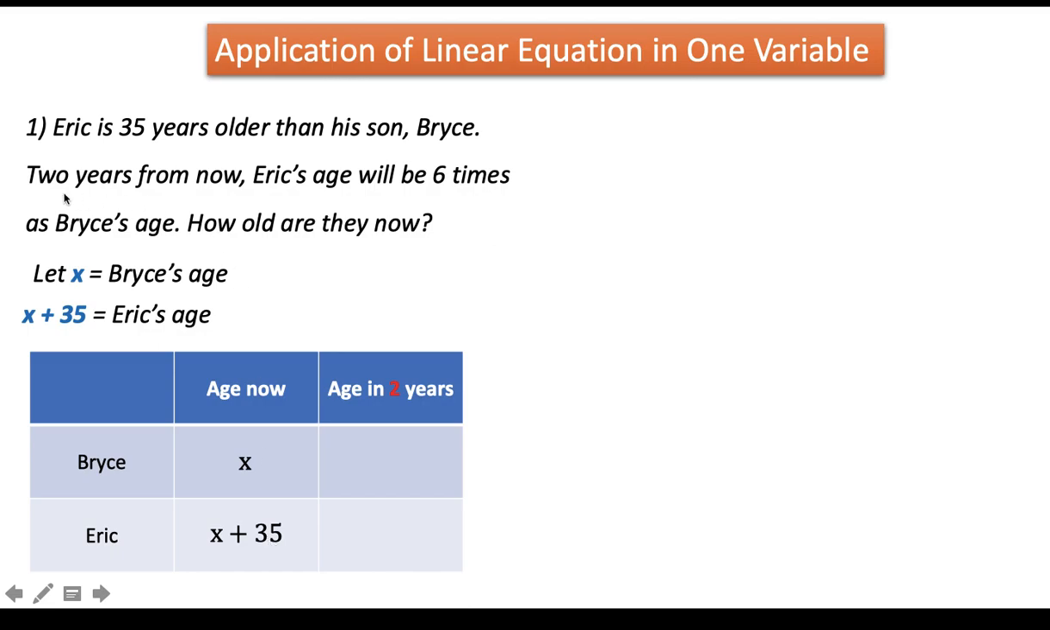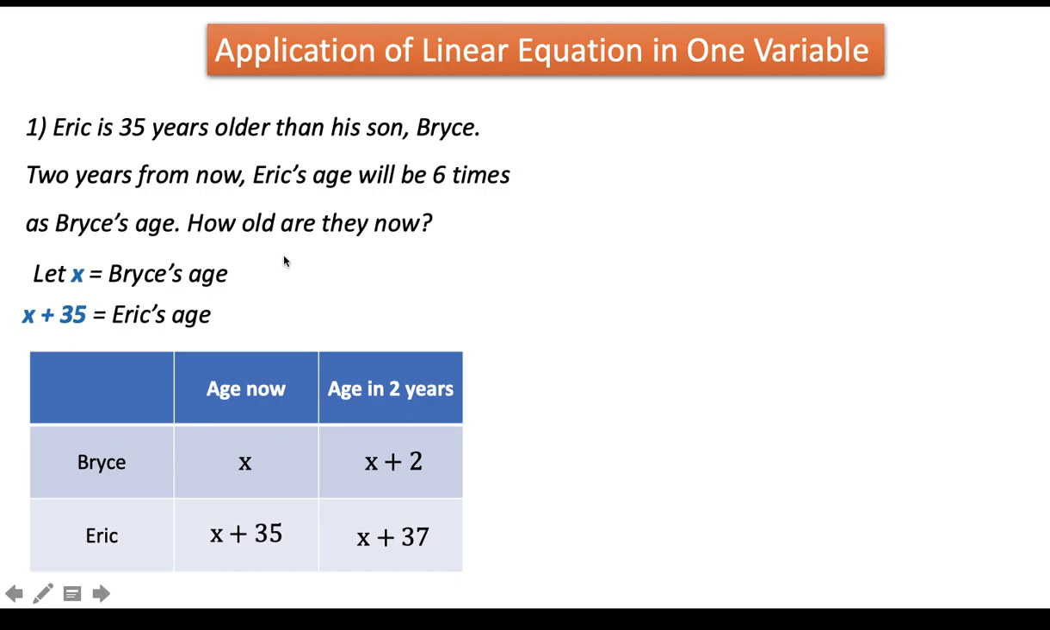Now, in our second sentence, 2 years from now, so we have another element here, or time element. That is 2 years from now. So if we are now in 2022, then we are referring to 2024. Okay? So in 2 years, or in 2024, how do we represent Bryce's age? That is simply x plus 2. We just add 2 years to his current age. Then Eric's age, which is x plus 35, becomes x plus 35 added by 2, or 35 plus 2, that is 37.